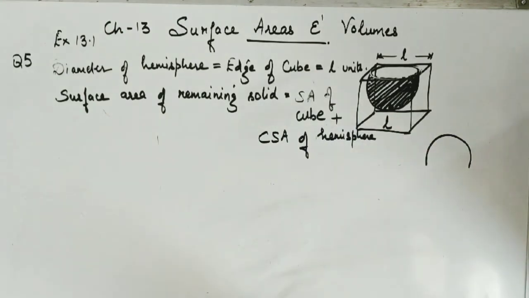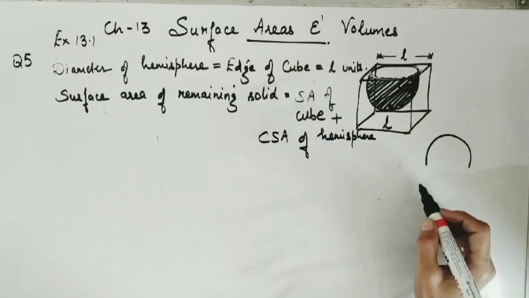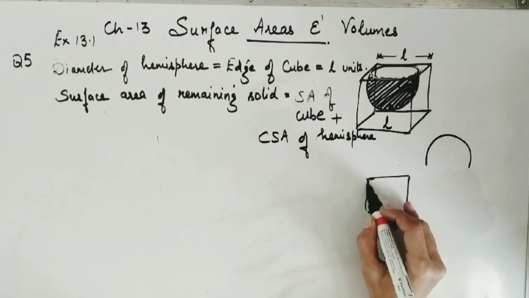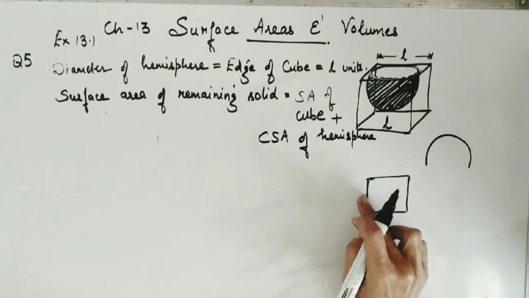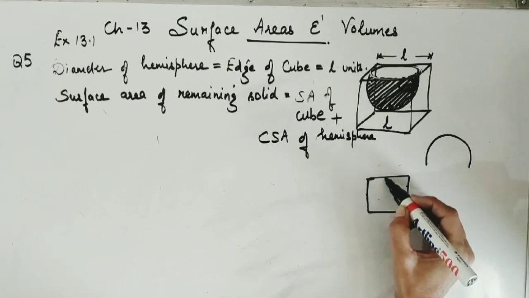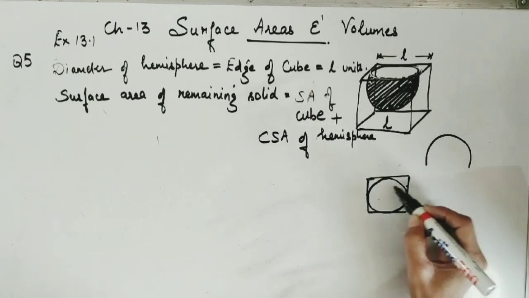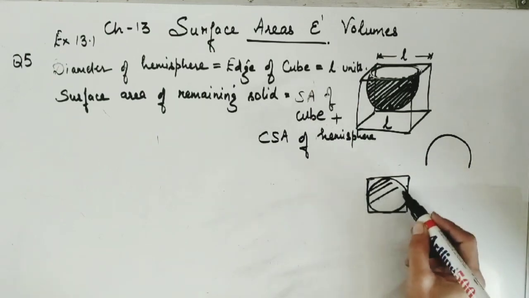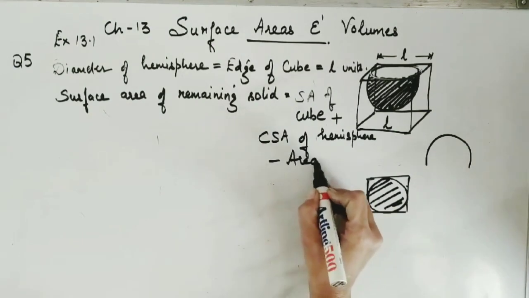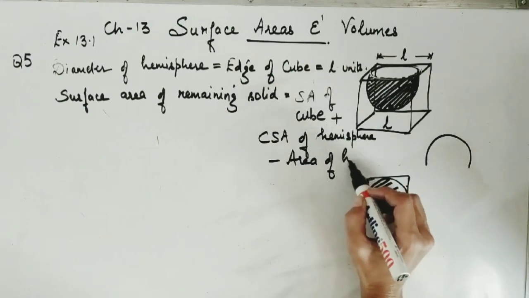Next step, observe the change on the top surface. The top surface, which is a square, has the depression taken out. How would the top view be? This is the base of the hemisphere. So this would be subtracted again, minus the area of the hemispherical base.